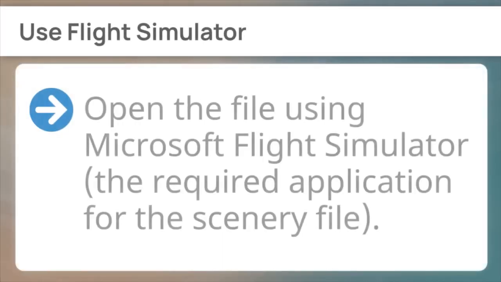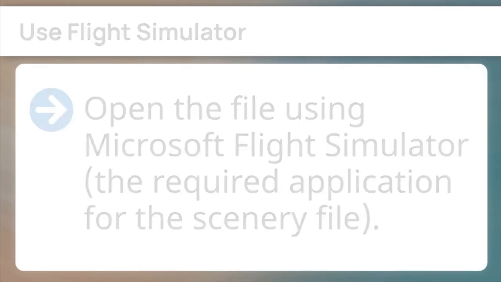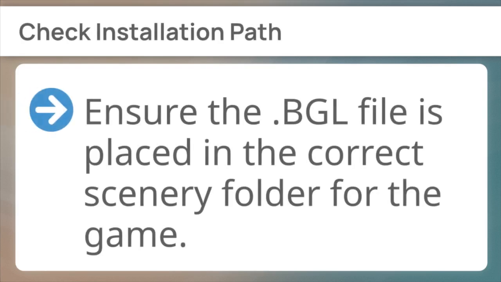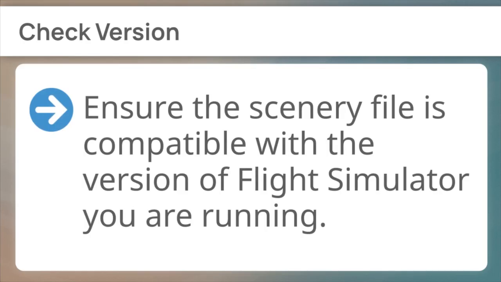First, use Flight Simulator. Open the file using Microsoft Flight Simulator, the required application for the scenery file. Next, check installation path. Ensure the .bgl file is placed in the correct scenery folder for the game. Finally, check version. Ensure the scenery file is compatible with the version of Flight Simulator you are running.